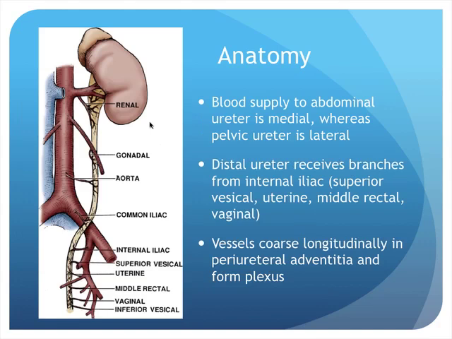Blood supply to the ureter is quite robust. In the abdominal cavity, it comes in off the aorta and the renal artery, whereas in the pelvis it comes off the internal iliac and its branches, superior vesicle, uterine, middle rectal, etc. The vessels course longitudinally and form this periureteral adventitia and a plexus. And this is advantageous because it allows the ureter to be mobilized to some degree without extensive devascularization. However, if this periureteral adventitia is stripped, then you can get devascularization.